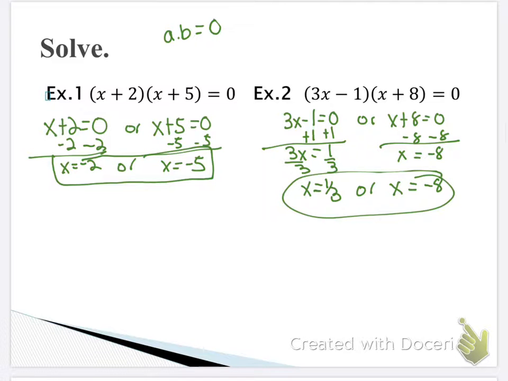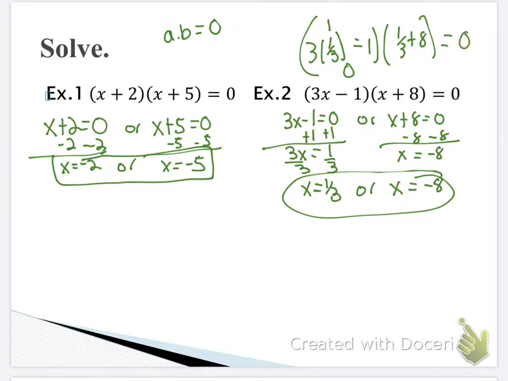You could substitute in 1/3. 3 times 1/3 is 1, minus 1 gives me a 0. And then you just have 1/3 plus 8, so 8 1/3 times 0 will give you 0. Or you could substitute in that negative 8, and this one here would be our 0. So we see these are our two solutions here.